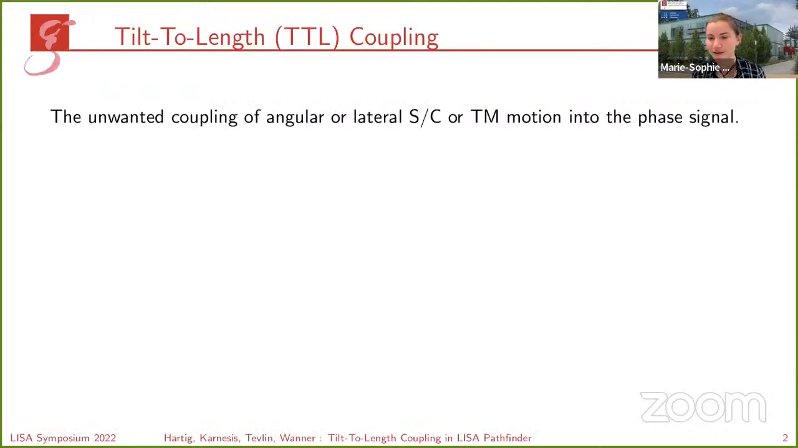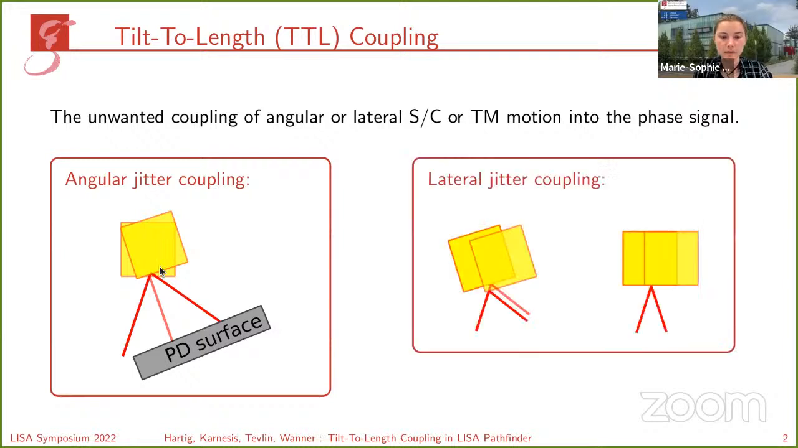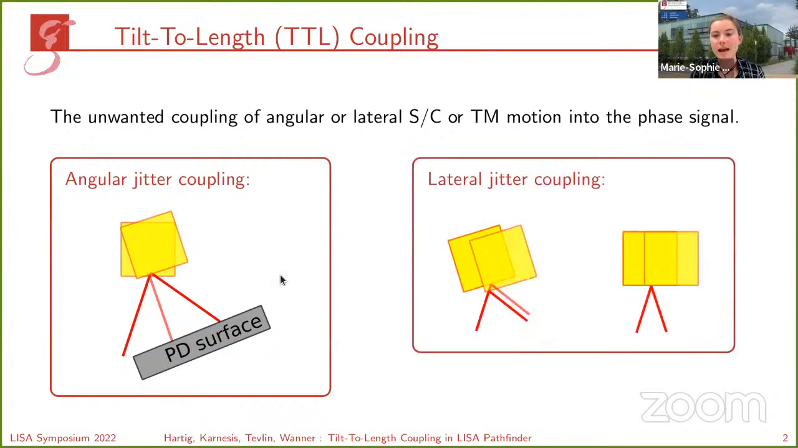Since my talk is the first tilt-to-length coupling talk, I'll start with a very brief introduction of this noise. So tilt-to-length coupling is the unwanted coupling of angular or lateral jitter of either the spacecraft or a test mass into the phase signal. Taking, for example, the test mass jitter, this can look the following way. We have here a test mass which tilts, and therefore the beam path changes. Hence, also the phase signal. Likewise, we refer to lateral jitter coupling as tilt-to-length coupling, since it only couples into the signal if the test mass in this case is a priori tilted.